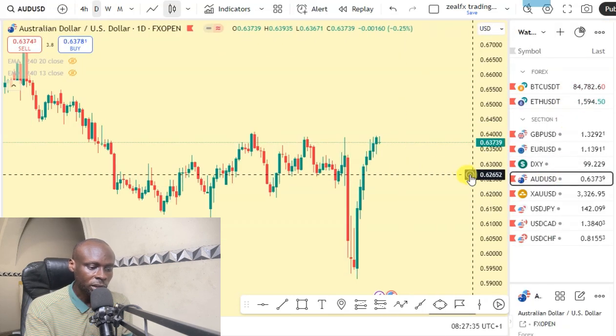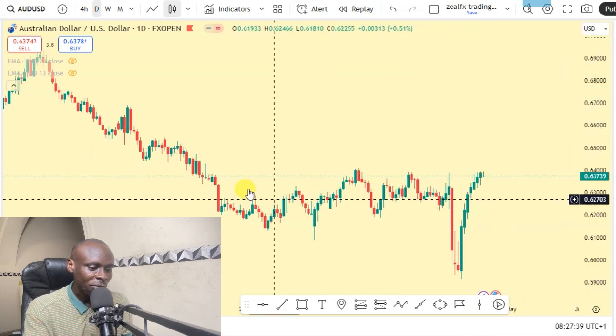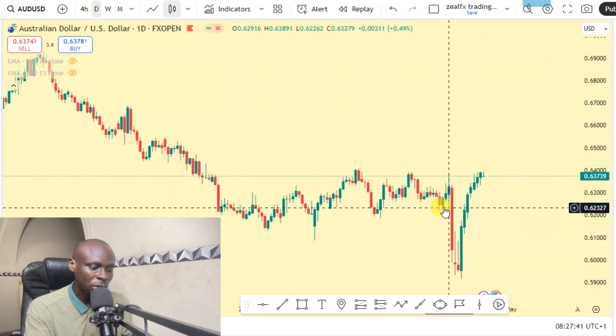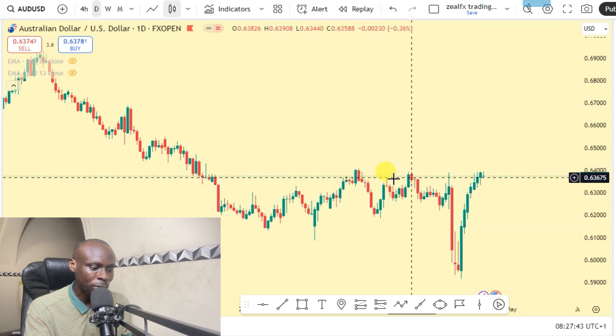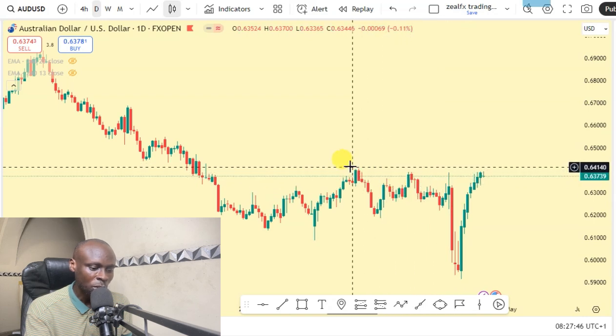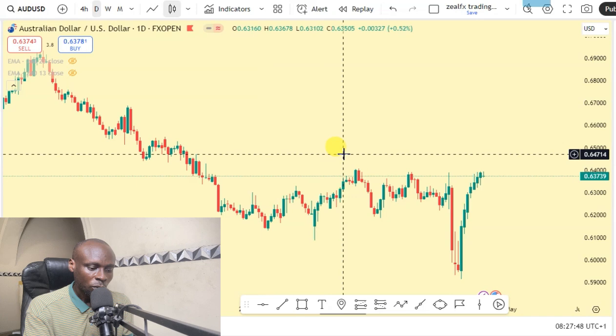Australia USD on my daily chart have a downtrend structure. Before we can see a change of trend, we expect price to break above this high before we see a possible change of trend on Australia USD.